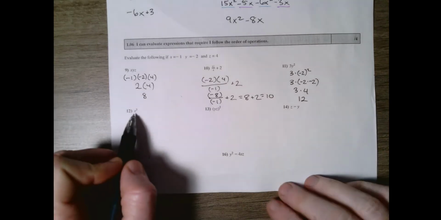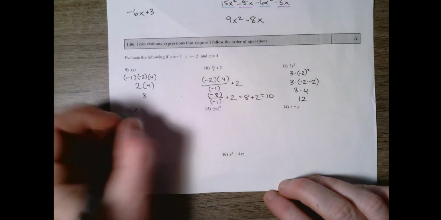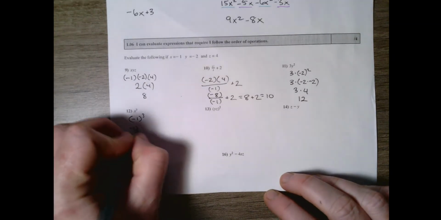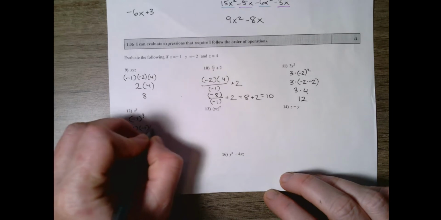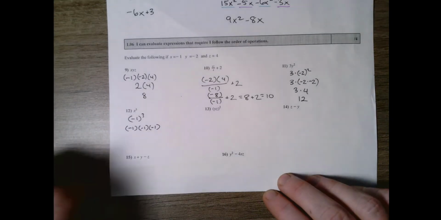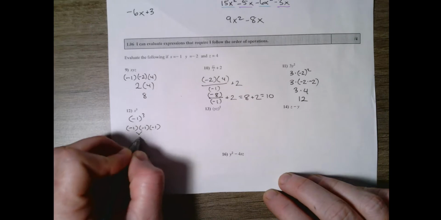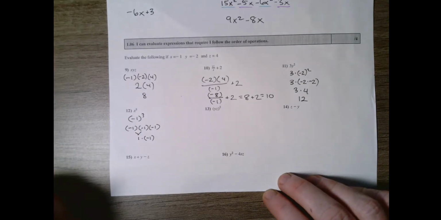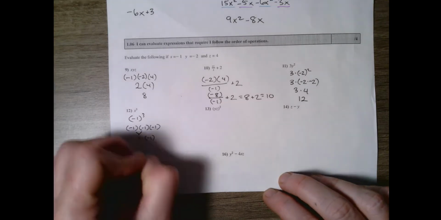So here we have x to the third, and x is negative 1. So that's negative 1 times negative 1 times negative 1. Well, a negative times a negative is a positive 1, and then we're going to multiply it by a negative 1. Well, 1 times a negative 1 is negative 1.